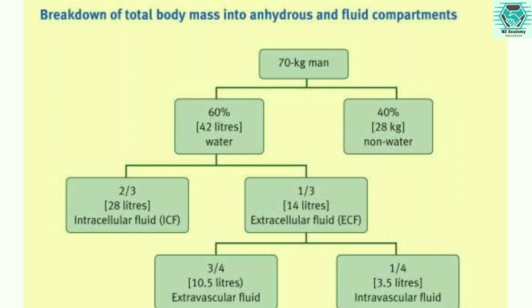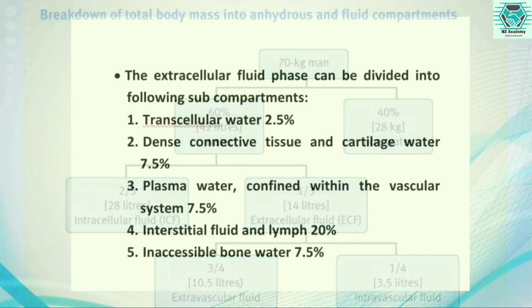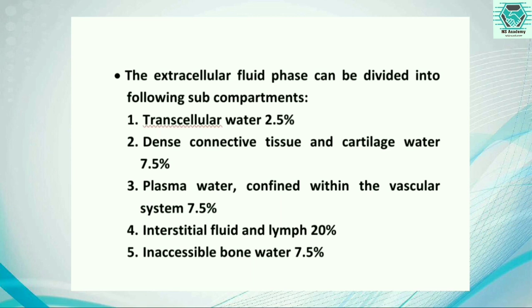The extracellular fluid phase can be divided into the following subcompartments. In the next slide, we see the divisions. Number 1, transcellular water, which is 2.5%. Number 2, dense connective tissue and cartilage water, which is 7.5%. Number 3, plasma water that is confined within the vascular system, which is 7.5%, interstitial fluid and lymph 20%, and inaccessible bone water 7.5%.